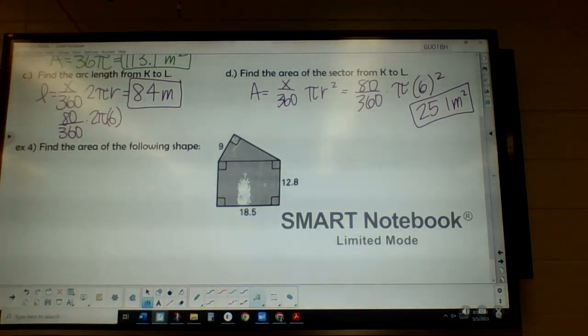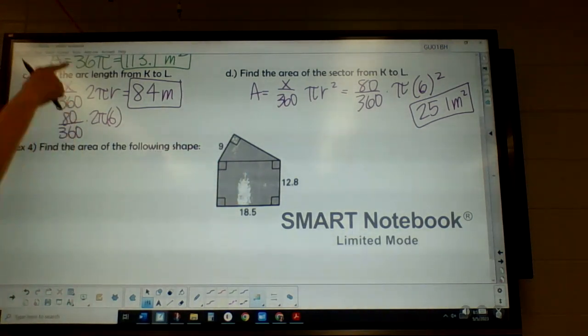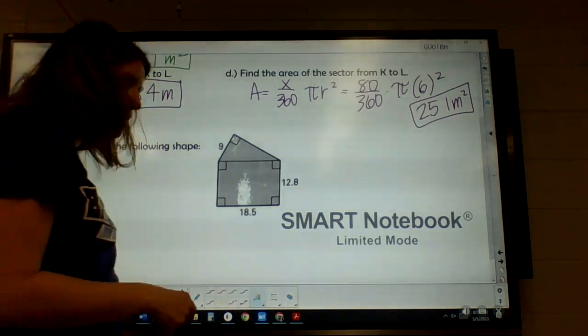So, they want the area of this shape. So this is a triangle. I'm going to skip this one because it's so similar to the one on the top. Let's flip to the back side.